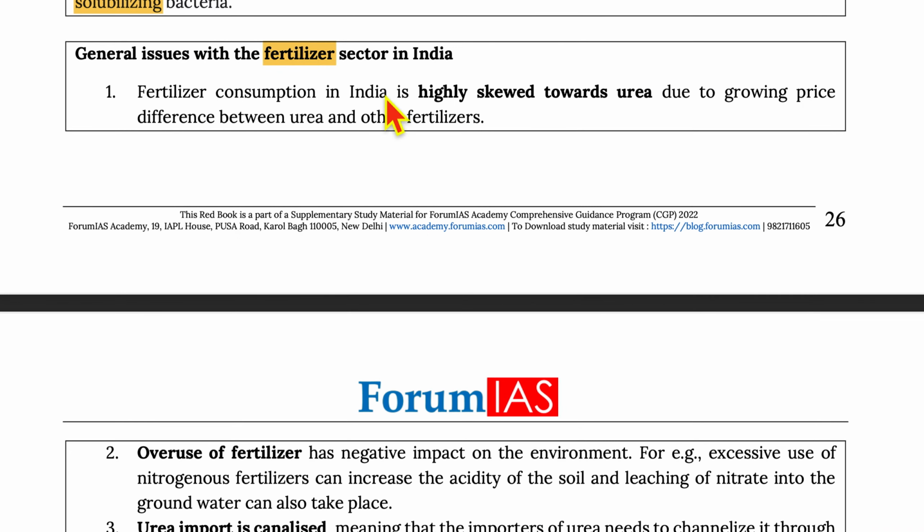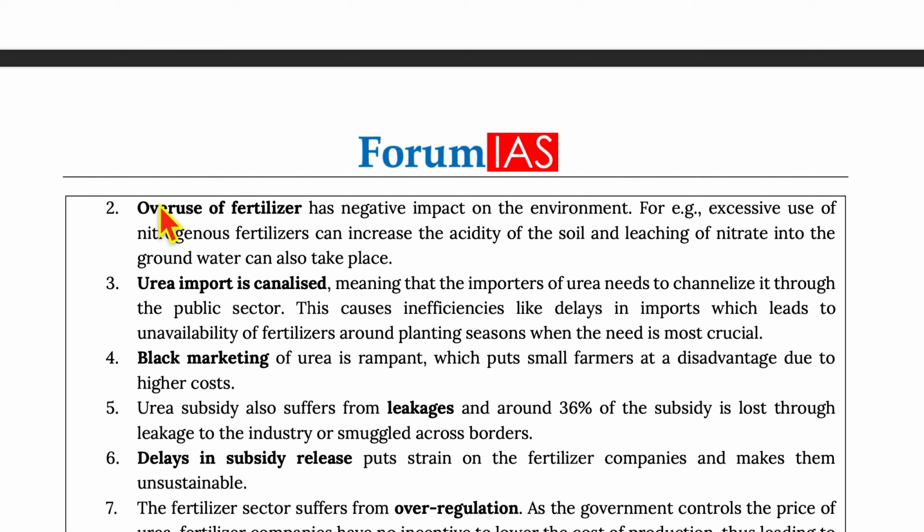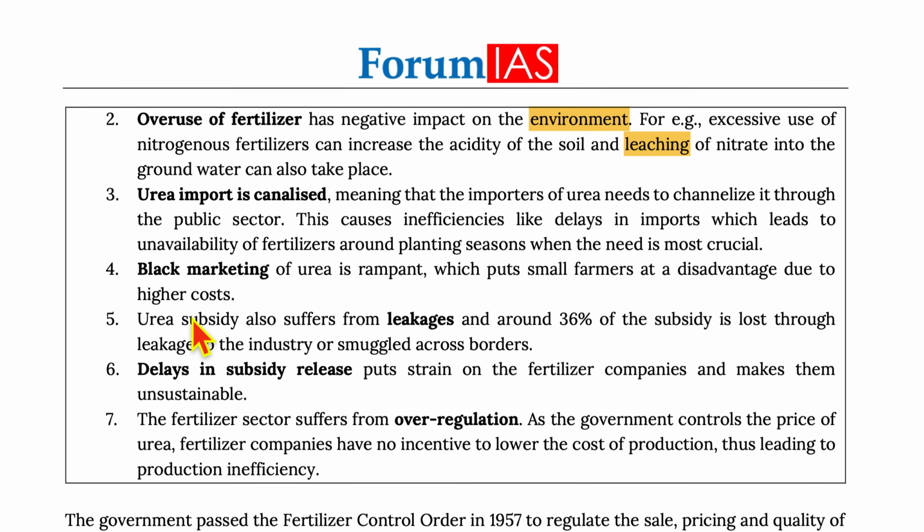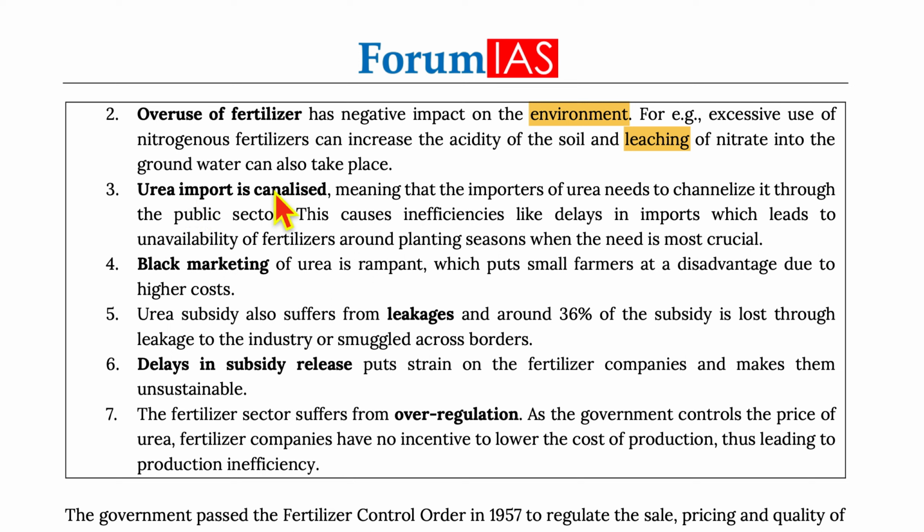Now, fertilizer consumption in India is highly skewed towards urea due to growing price difference between urea and other fertilizers. Overuse of fertilizer has negative impact on the environment. Example, excessive use of nitrogenous fertilizers can increase the acidity of soil, and leaching of nitrate into the groundwater can also take place. Import is canalized, meaning the import of urea needs to be channelized through the public sector.